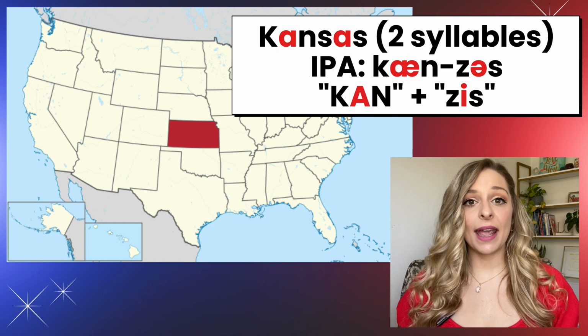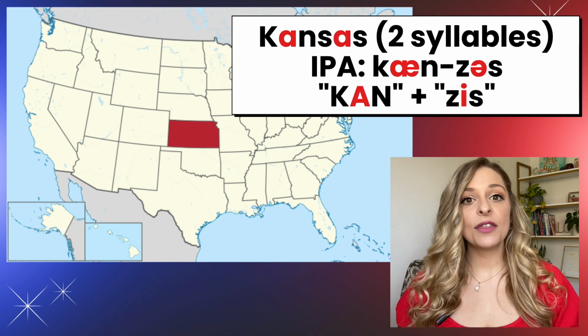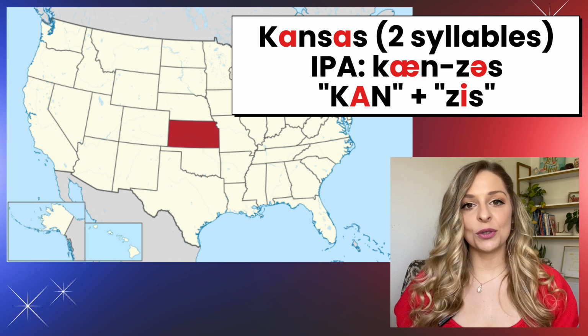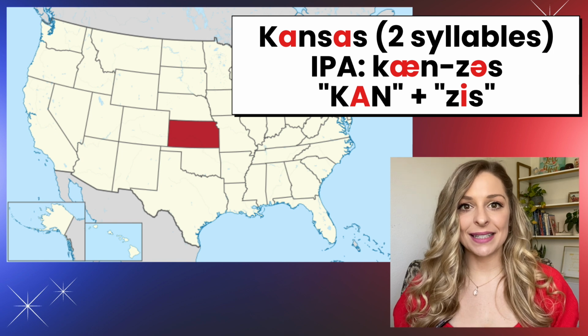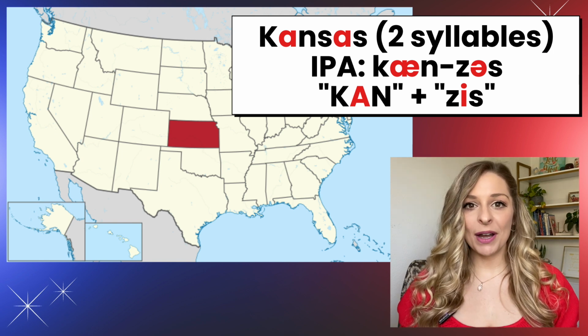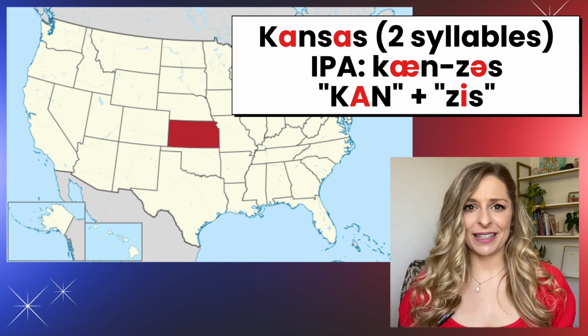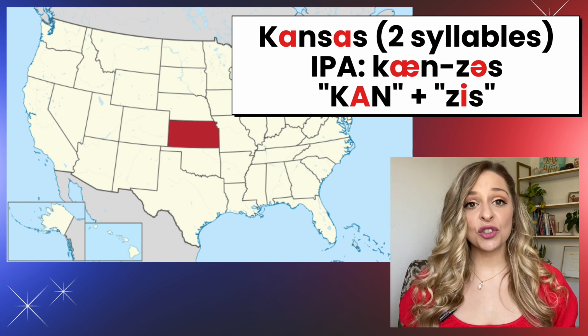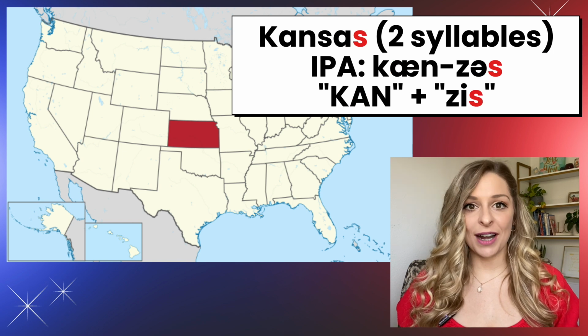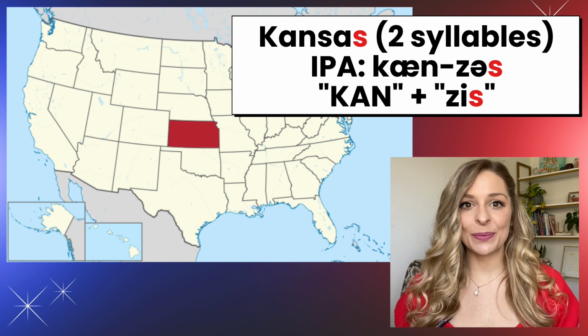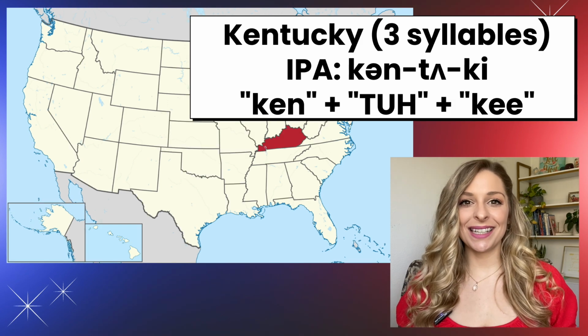Notice again how the A's make different vowel sounds. The first A is an A sound, and the second A reduces to schwa. Kansas. But what's confusing is that we saw Arkansas, which is spelled pretty much the same as Kansas, but pronounced totally differently. We have 2 syllables, we stress the first one, and we do pronounce the S on the end. Kansas. Number 17, Kentucky.